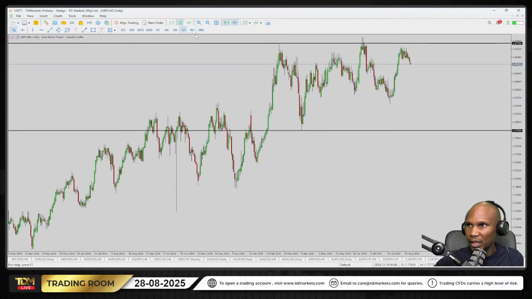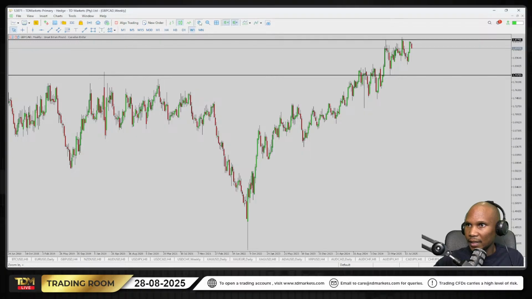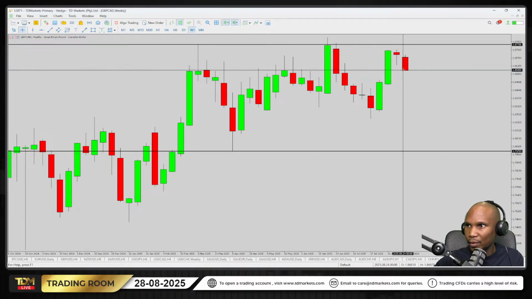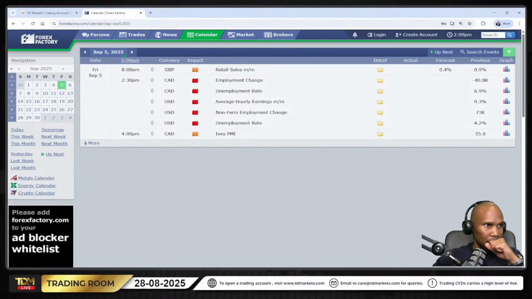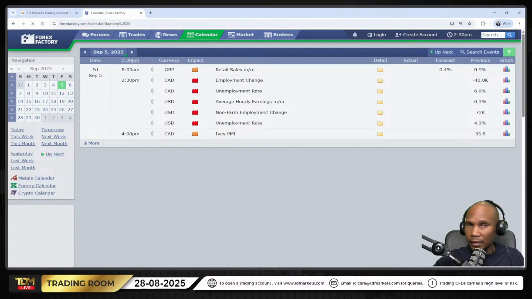Maybe let's give it a week. Let's see what's gonna happen with this candle. Yeah, nothing is happening on GBP CAD. Let's see.